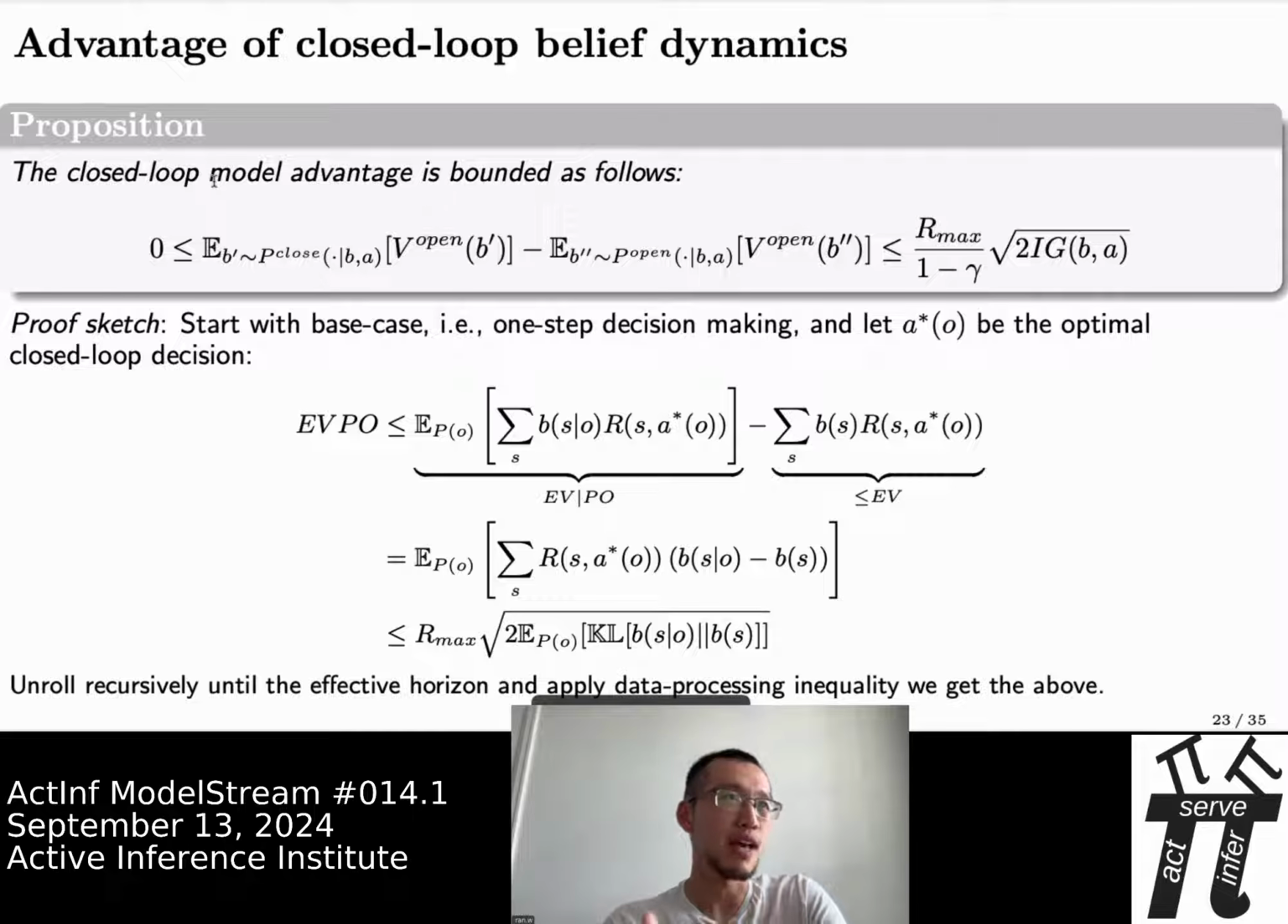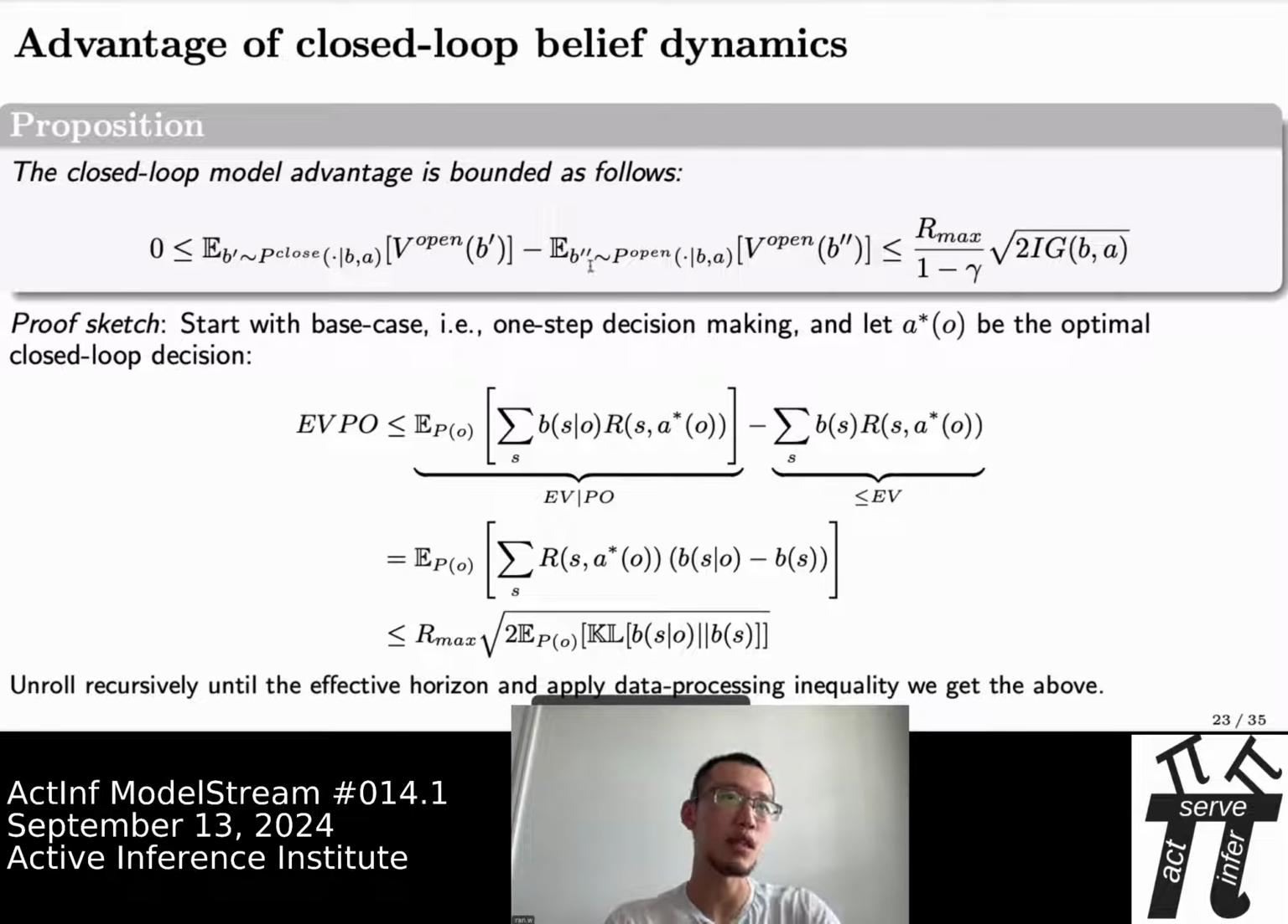So what exactly is the advantage or disadvantage of being open loop? Here we have a proposition that quantifies that. And it turns out that the advantage of being closed loop is exactly related to the information gain.